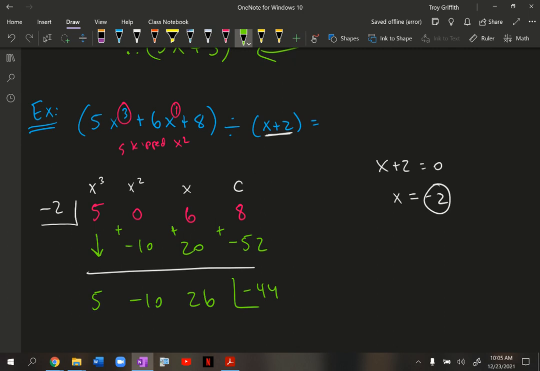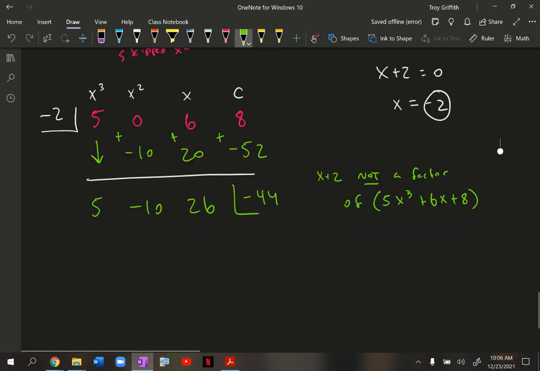So on this one, we could say confidently that x plus 2 is not a factor of 5x cubed plus 6x plus 8, and we can confidently say that because we do not get a remainder of 0. However, that doesn't mean that we can't write our answer. So my answer here is going to be x squared, x, constant, and then remember this number right here is the remainder. So how do we write this?